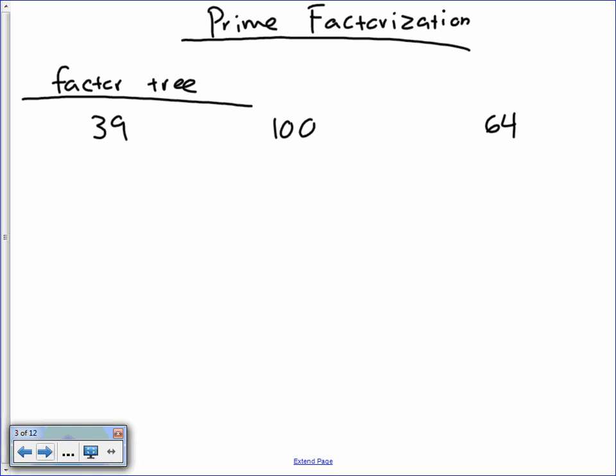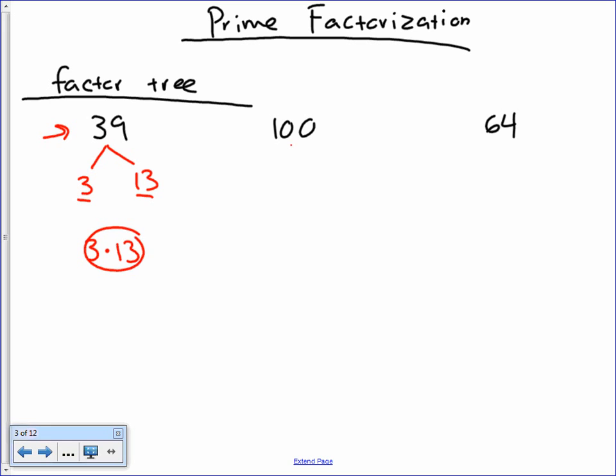If we look at the first one here, we have 39. You're going to think of two numbers that multiply together to give me 39. You might say 3 and 13. So we'll go ahead and do that. Split it up like this: we have 3, and then we have 13. Now, if you can break those down even more, go ahead and do it. But notice how 3 and 13 are both prime. So the prime factorization of 39 is just 3 times 13. We just multiply those numbers together.